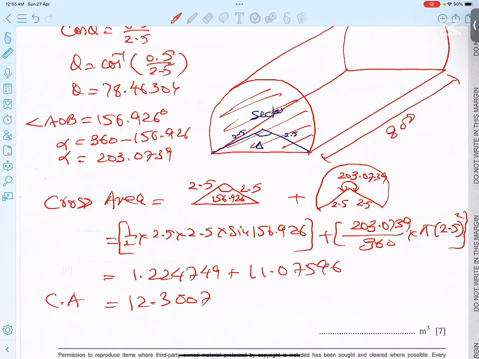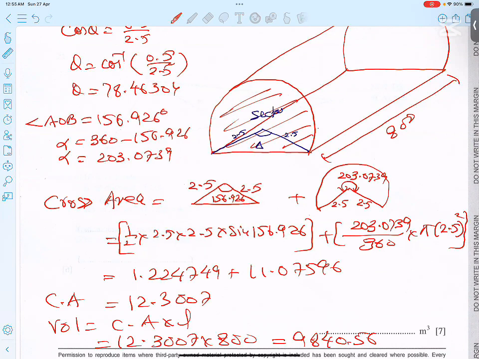That is the cross area. How to get the volume, students? The formula is cross area into length. Cross area is 12.3007 into 800. When I multiply, I get 9840.56, and we have to answer to 3 SF. So approximately 9840 is our answer for the volume.